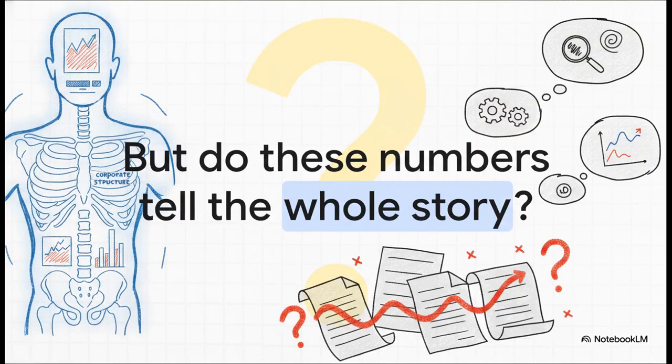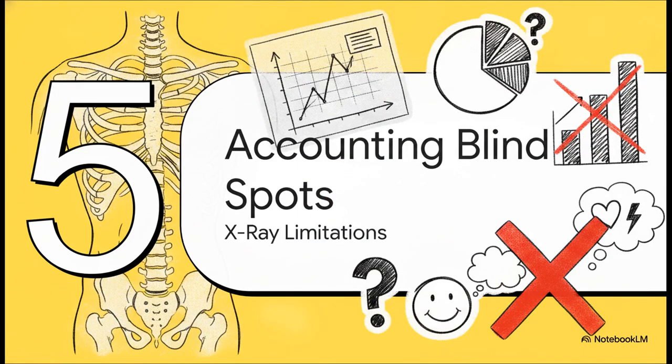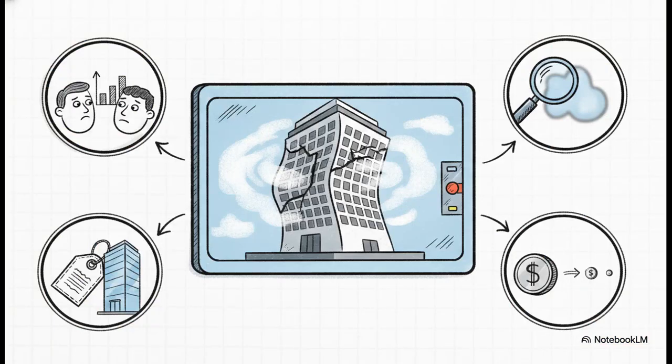So we have this highly structured, rigidly regulated, smartly categorized corporate X-ray. Honestly, it looks flawless on paper. But we really have to ask a critical question here. Is it perfect? Does it actually tell the whole story? Section 5. The accounting blind spots. Limitations of the X-ray. The short answer? No, absolutely not. Just like a medical X-ray can't tell you if a patient is in a good mood or feeling energized, a financial statement has some major blind spots.